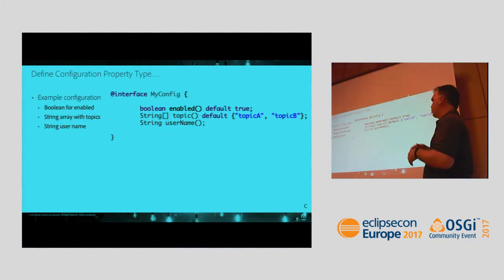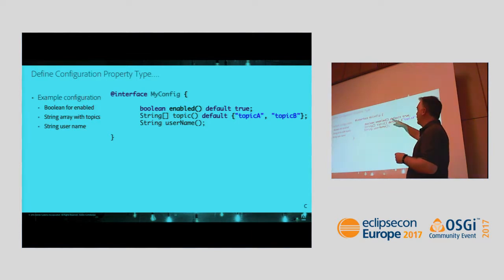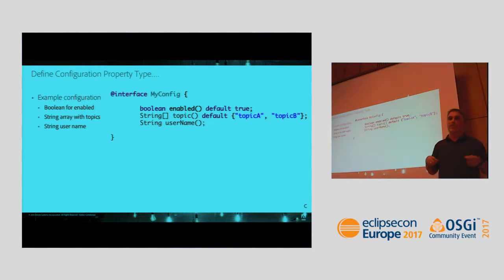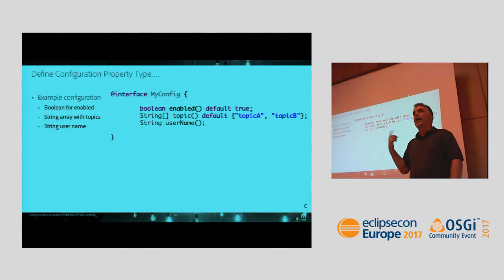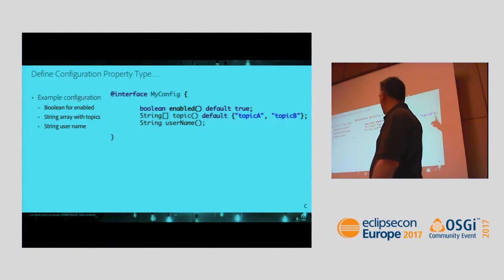In this case, we just want to have three different properties with some types and default values. And you define that by defining a so-called configuration property type, which is an annotation. And this ties in with what David showed earlier on the converter example. You can just define this annotation, specify the properties, and default values for the properties. Again, that's the reason why we have chosen an annotation here, as you can directly specify default values. And then this configuration will have these three properties, enabled, topic, and username, with those default values.